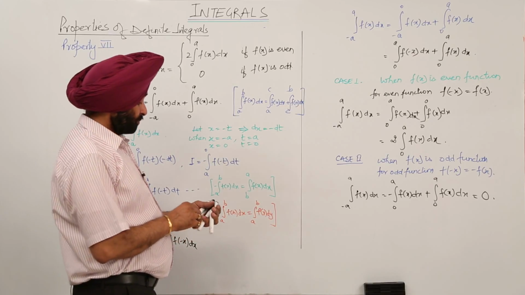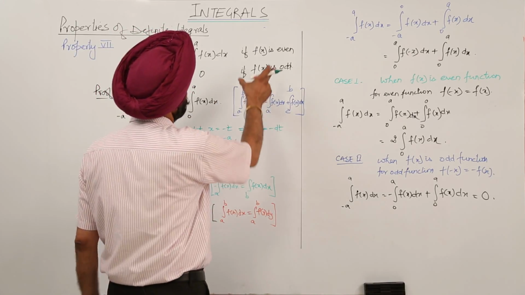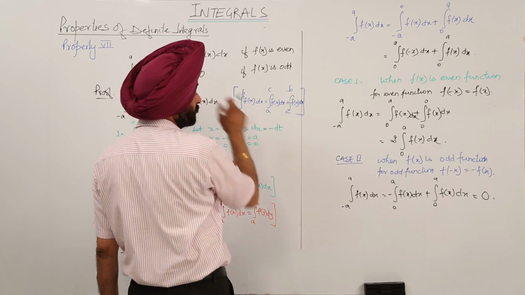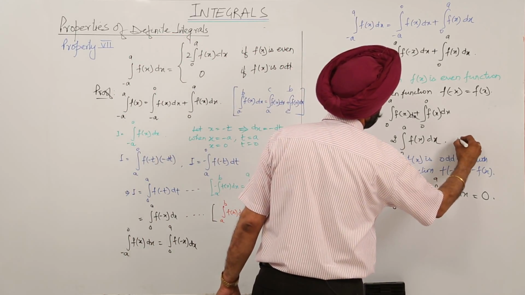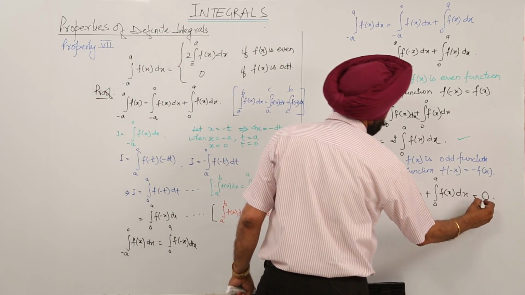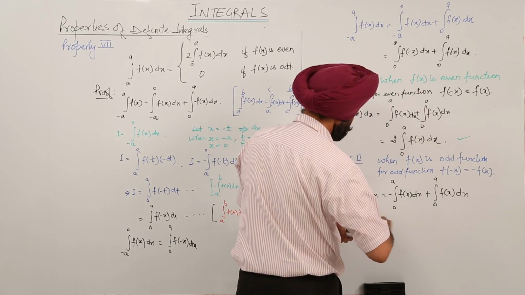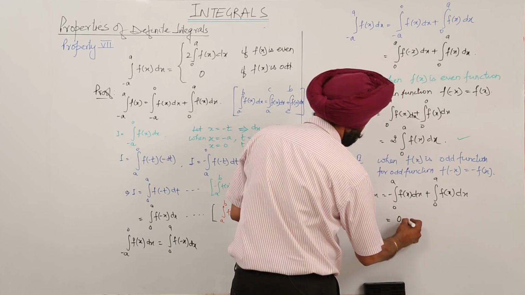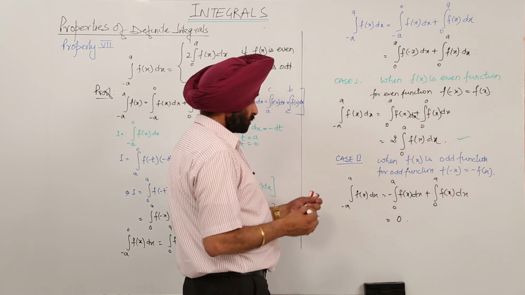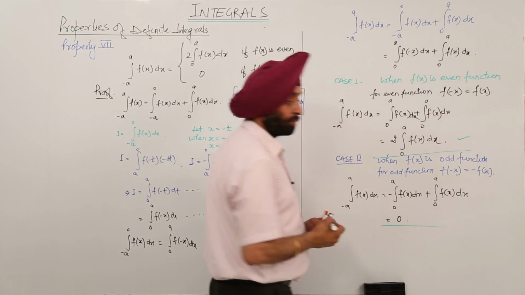Okay, so we have proved that when f(x) is an even function, the result is this one. So this we have proved. And when f(x) is odd, then the result is 0. Okay, so we have gone through this part and we have gone through this part. Proved.